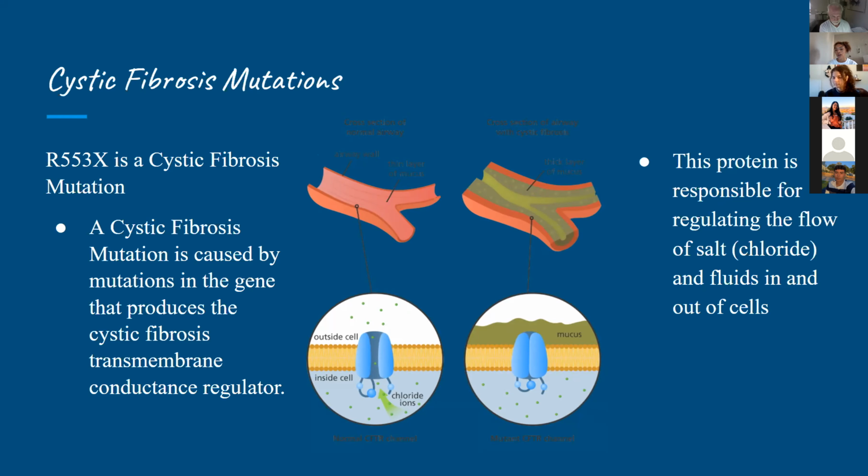And then on the right, we have a mutated CFTR channel where the chloride ions are not able to exit in and out of the cell. So they're not able to attract water, and that is what causes the thick mucus layer. And that is overall what the mutation is.